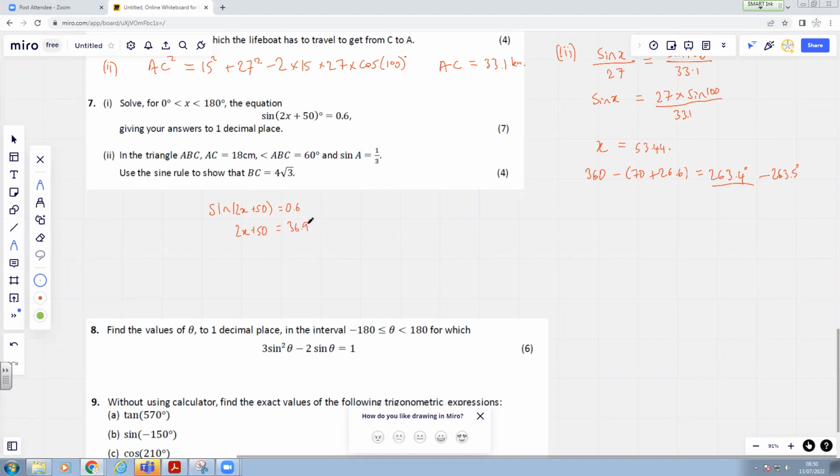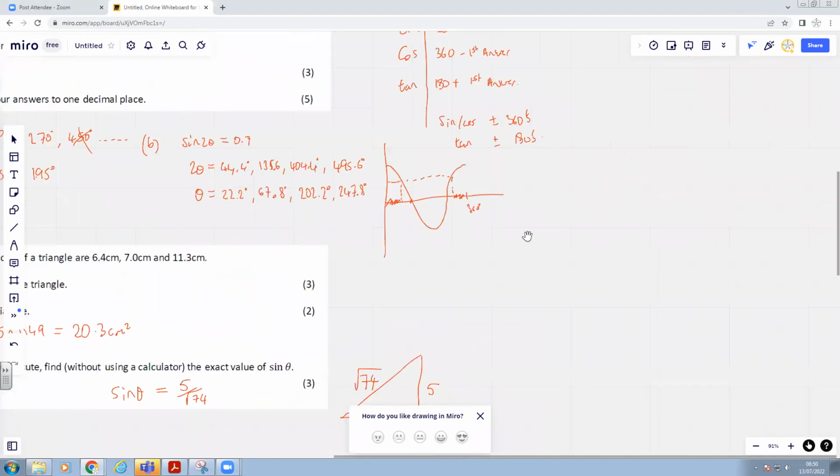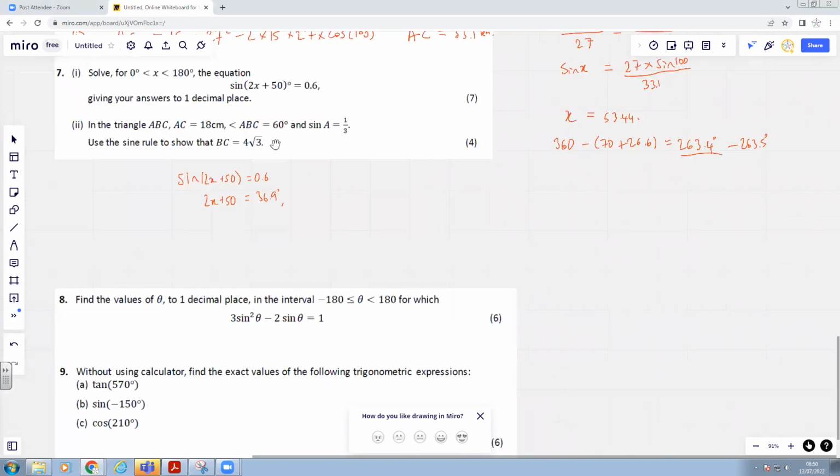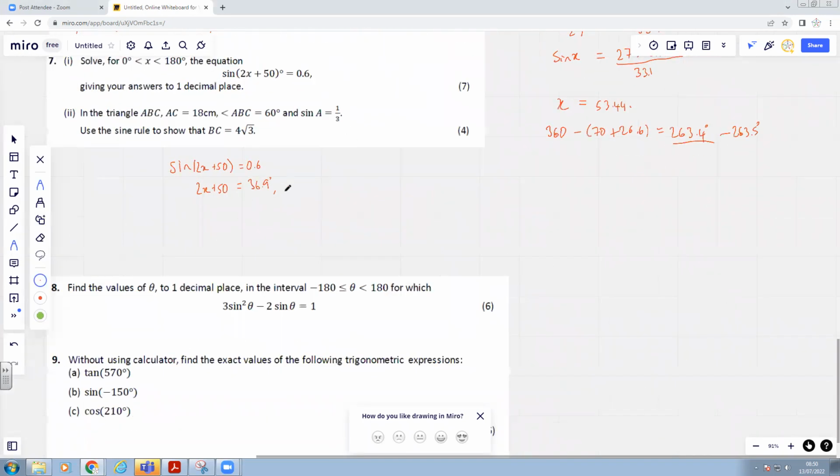Now, resist the temptation to take away 50 and divide by 2 straight away. No, find all your answers first. So remember that rule of thumb table I showed you? 180 minus first answer. That's the first thing you do. That finds the 2 principal solutions, which your calculator won't tell you. So that will give you 143.1.